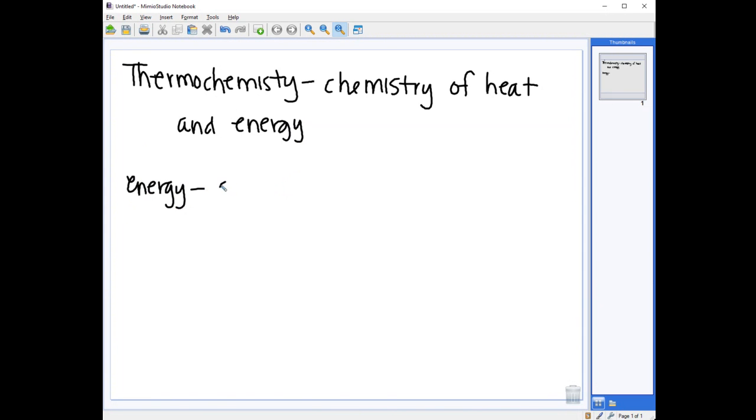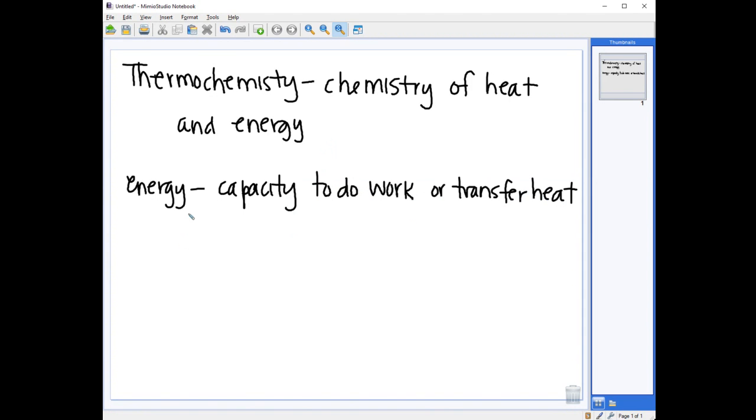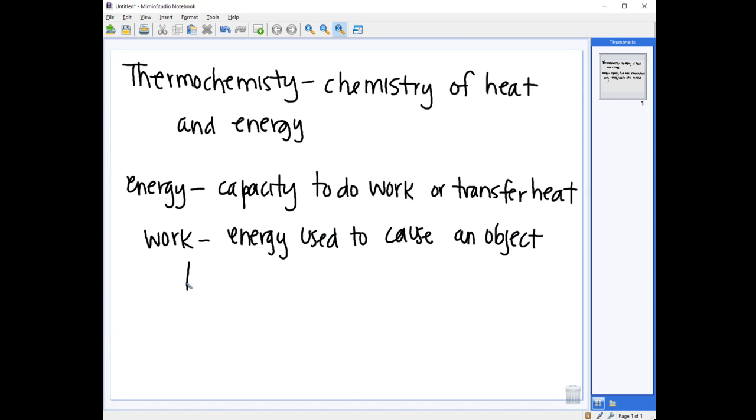Energy, and this is kind of the basic definition, is the capacity to do work and/or transfer heat. Okay, so that's energy. To do work or transfer heat. So what is work? Well, work is the energy used to cause an object to move against a force.